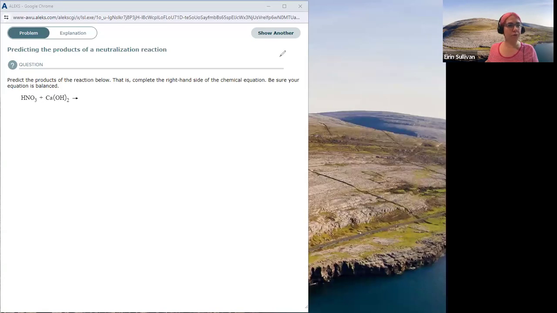Okay, so to predict the products of a neutralization reaction, the key is to realize that as part of that neutralization reaction, one of the products formed is going to be what is called a salt. So technically a salt isn't just what you put on your fish and chips. It is an ionic compound that is formed from the anionic component of the acid and the cationic component of the base. So if you can write the ionic compound correctly, so it is balanced and electrically neutral, that will give you the key to how to balance this neutralization reaction.